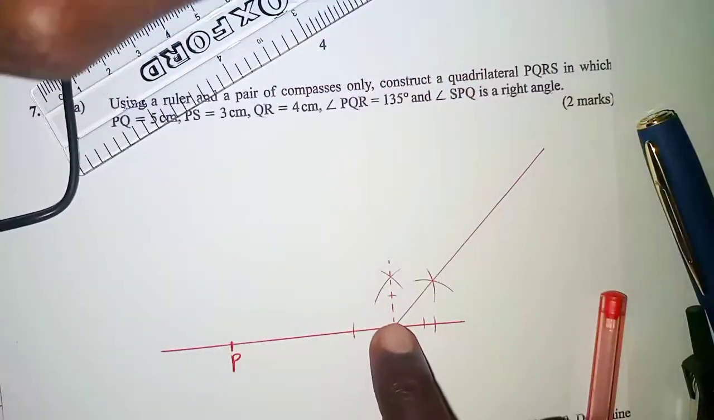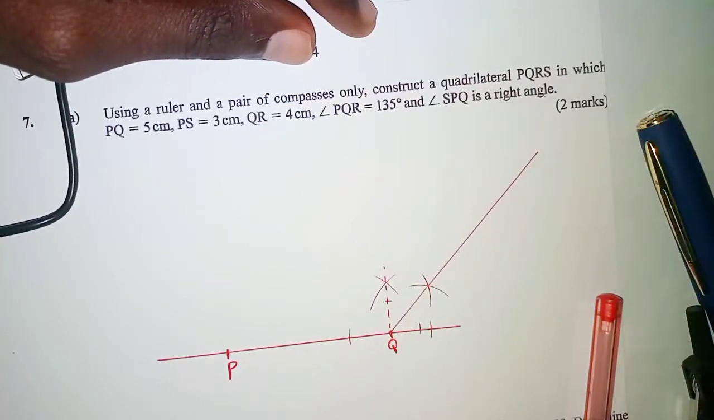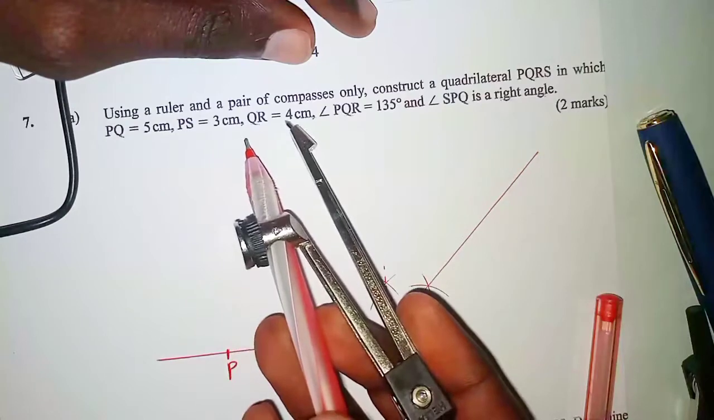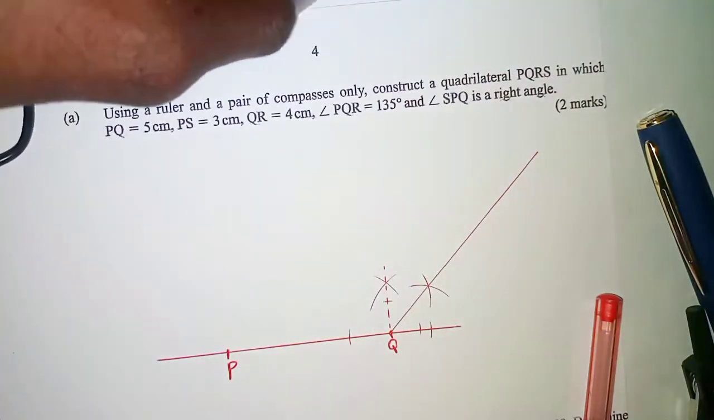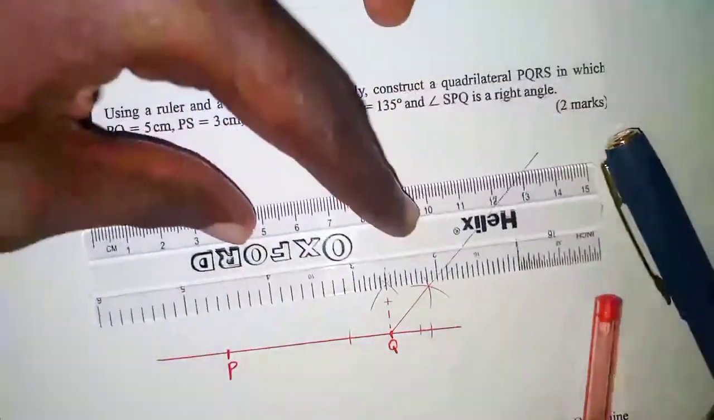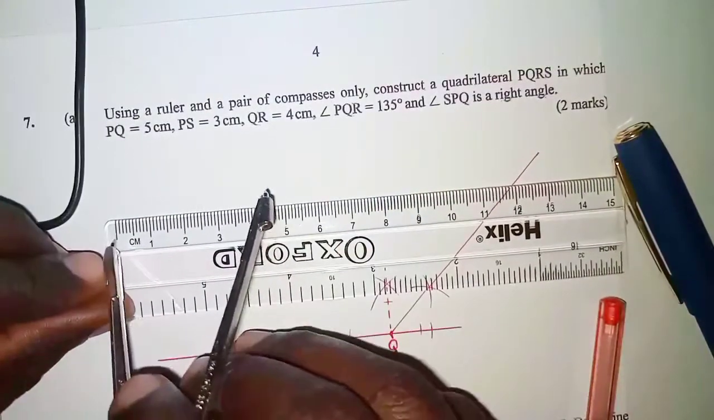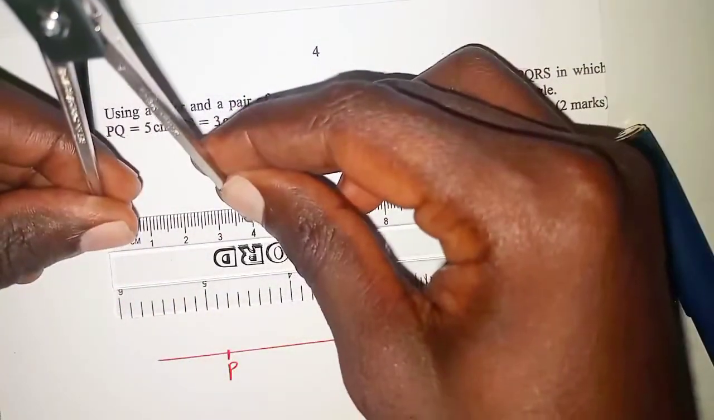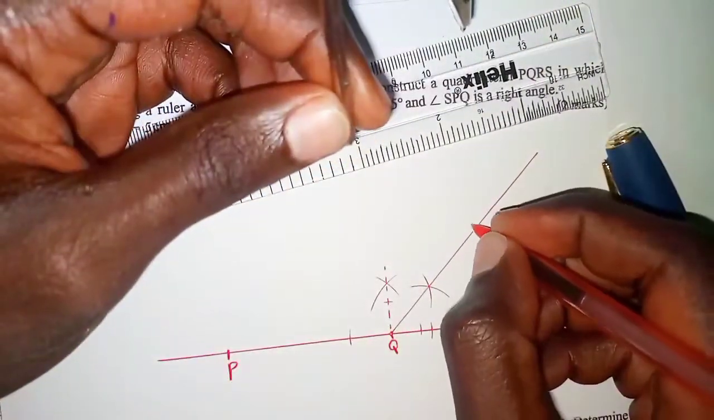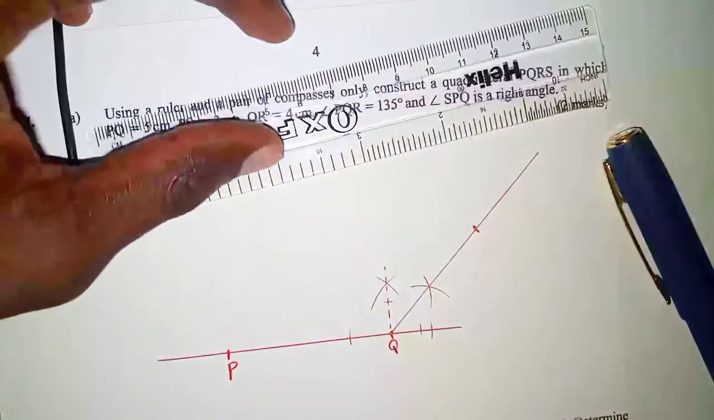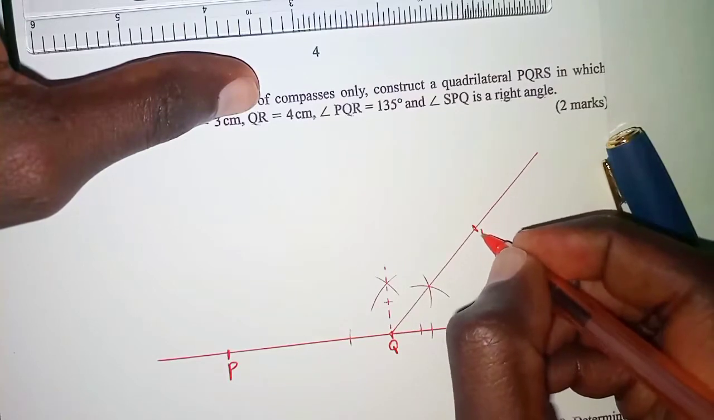Okay, so once we've had 135 degrees, the next thing we're told is that from Q to R we have 4 centimeters. So we come and measure 4 centimeters. I like using this to get the measurement. So at that particular point we have R.